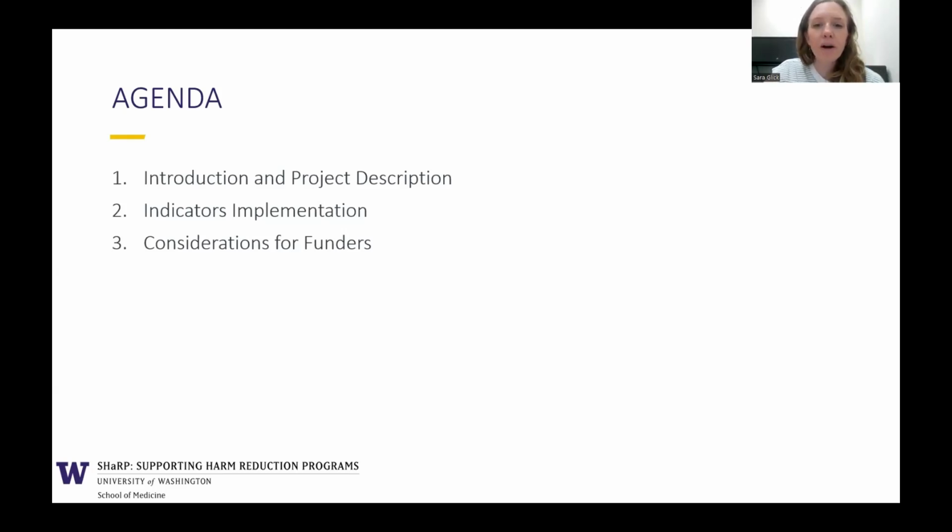And then the third part will be a discussion that's really aimed at funders or other entities, like local or state health departments, that collect data from SSPs. We know this won't apply to all of you on the call, but it will apply to some of you, and we hope that it is still important information for all of you. Here, I'll talk about some of the lessons learned from our project and considerations that funders can take when thinking about data.